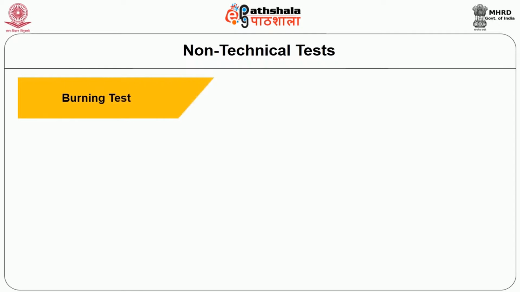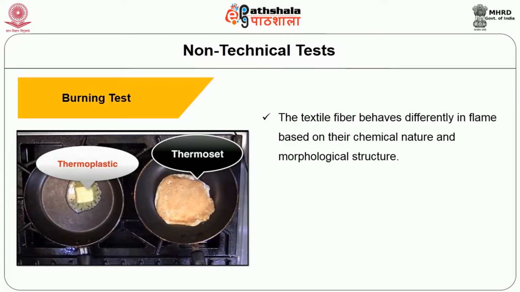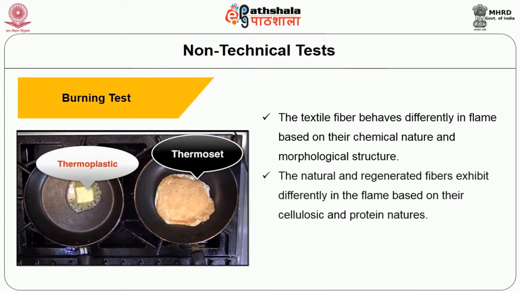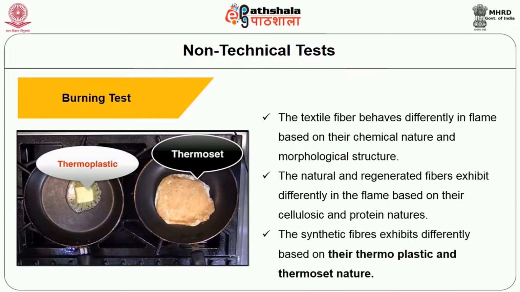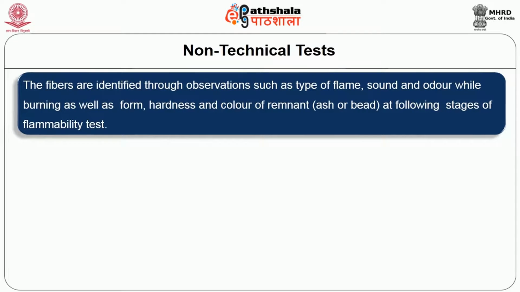We are coming to the next topic under non-technical tests, the burning test. Textile fibers behave differently in flame based on their chemical nature and morphological structure. The natural and regenerated fibers behave differently in the flame based on their cellulosic and protein natures. The synthetic fibers behave differently based on their thermoplastic and thermoset nature. The fibers are identified through observations such as type of flame, sound and odor while burning, as well as form, hardness and color of the remnant. This is nothing but ash or bead.